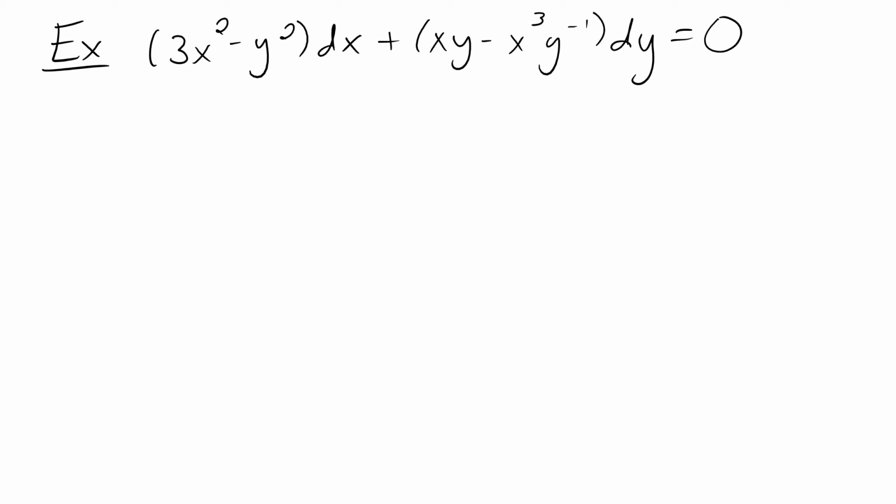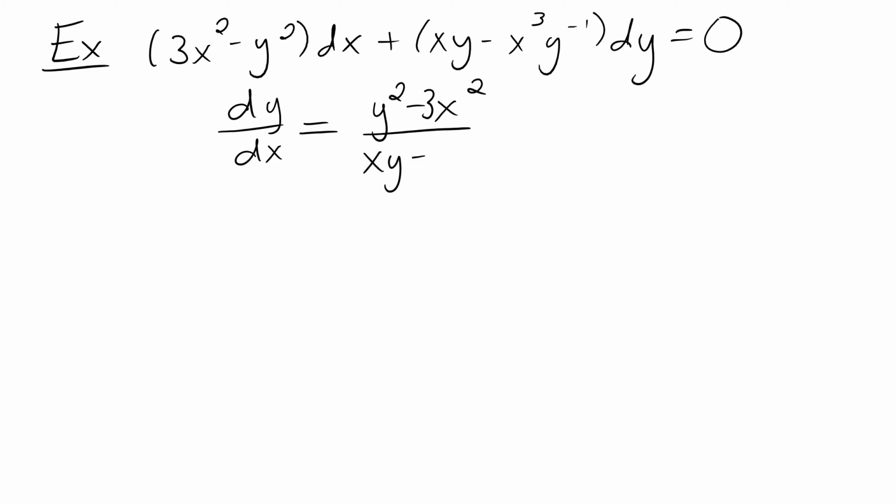So what I really need to do is get dy over dx by itself. So I need to move 1 over and then divide. So I'm going to go ahead and jump to what dy over dx is. If you need to do that in multiple steps, go ahead and do that. And as I do that, I'm going to flip the order on the dx term so that I don't have to worry about that negative. So I have dy over dx equals y squared minus 3x squared, that had to flip because of the negative by moving it over, divided by xy minus x cubed y to the negative 1.